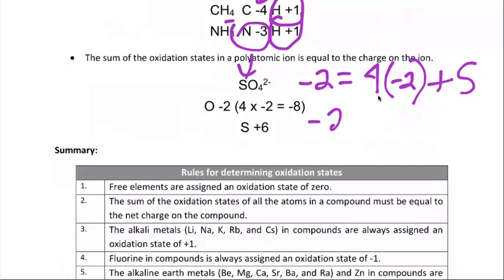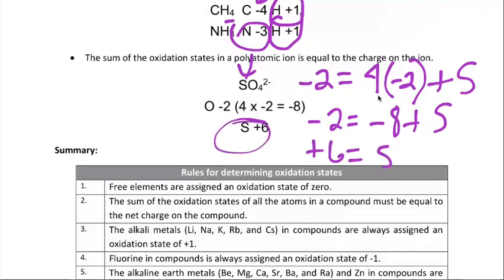So then I just solve for the sulfur. So -2 equals -8 plus S. Oops, that should be an S. So if I add 8 to both sides, this becomes a +6 and the 8 goes away. So sulfur is a +6 in this one.